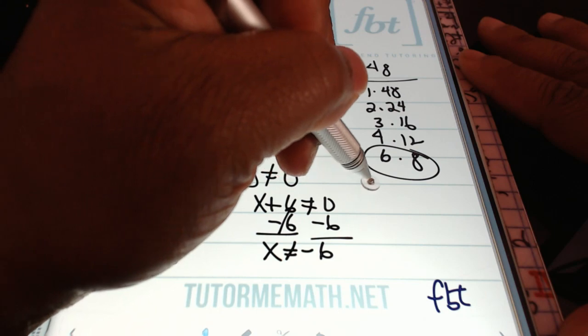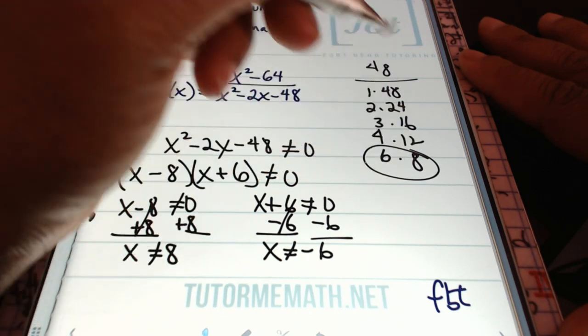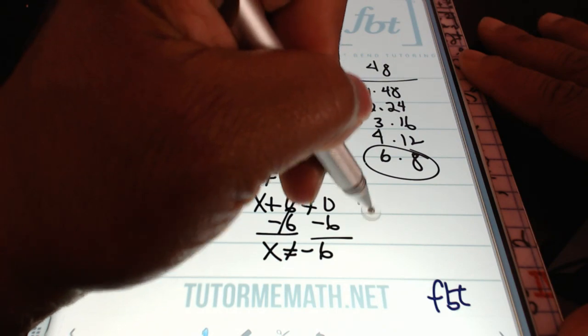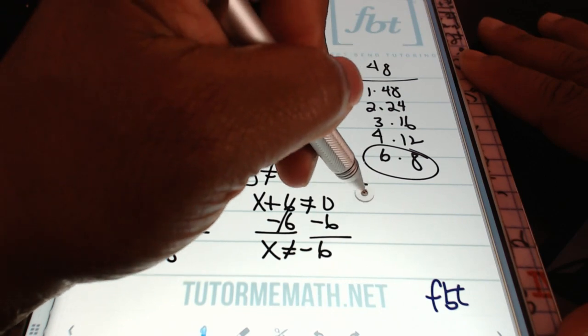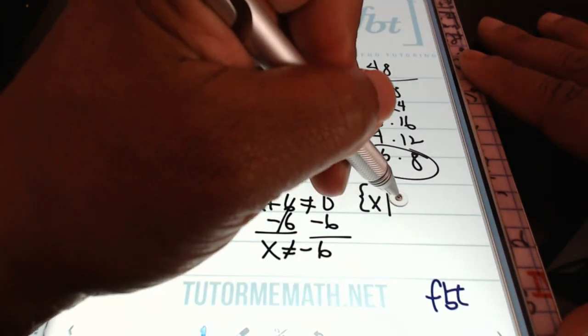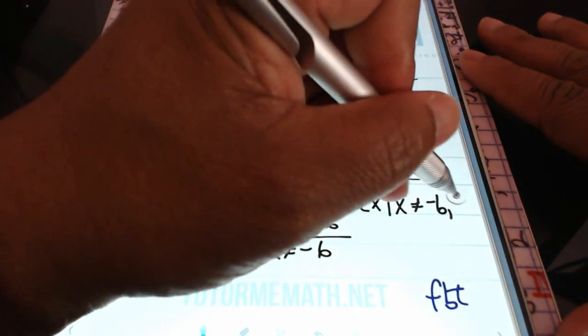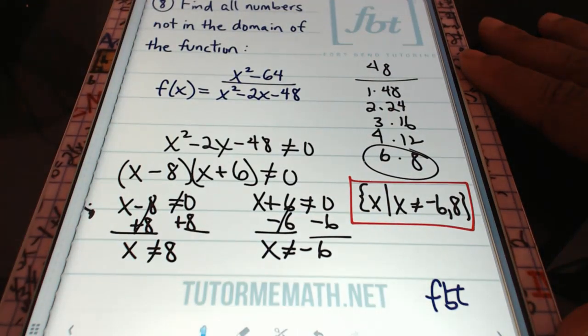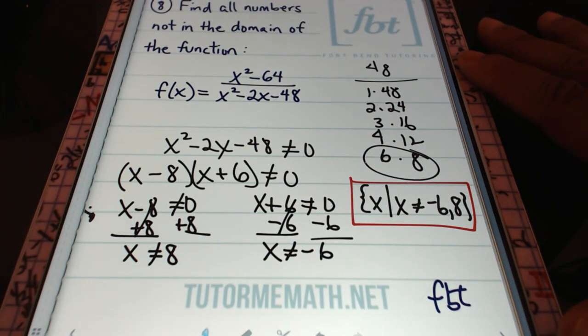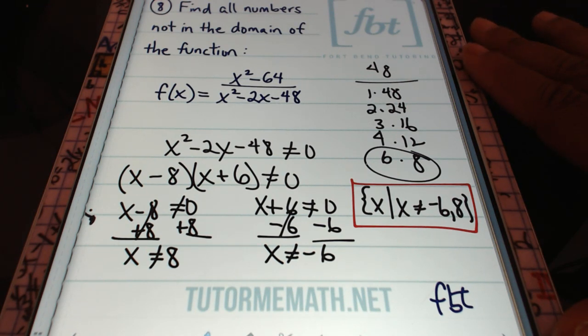As a solution set, let's put it in set builder notation. Oh, that's an ugly brace. Let me fix it. That's better, guys. We'll say that x is such that x cannot equal negative 6 and 8. Red, boxing it. So all the numbers that are not in the domain of the function are negative 6 and 8. In other words, x is such that x cannot equal negative 6 and 8.